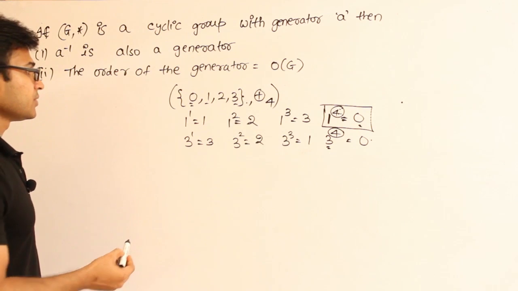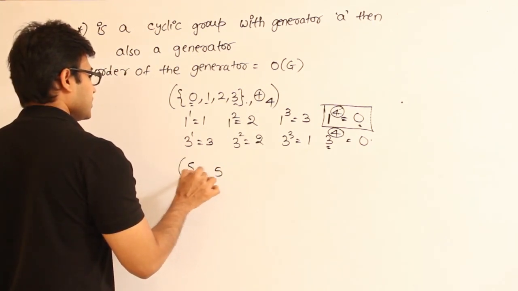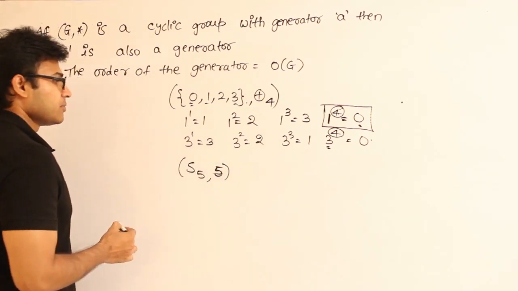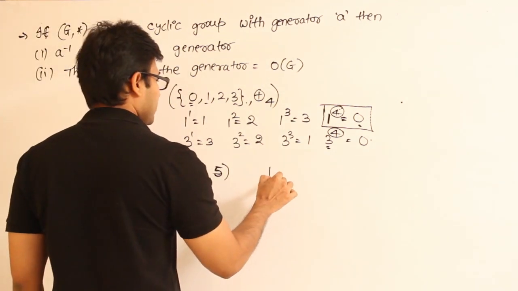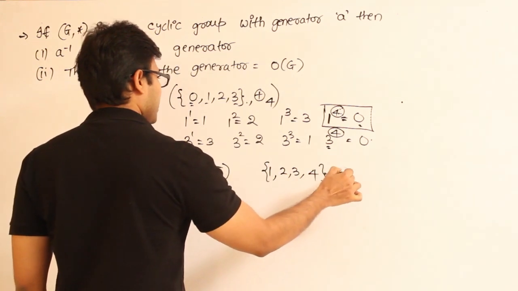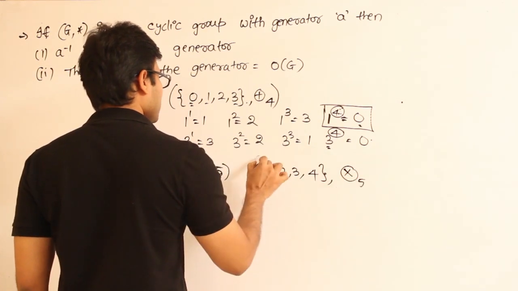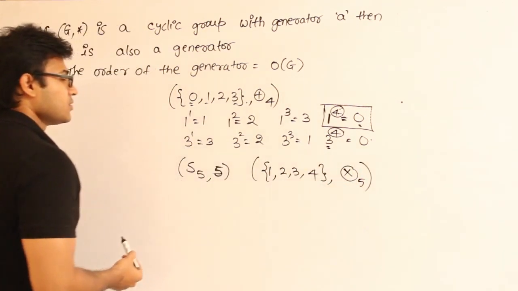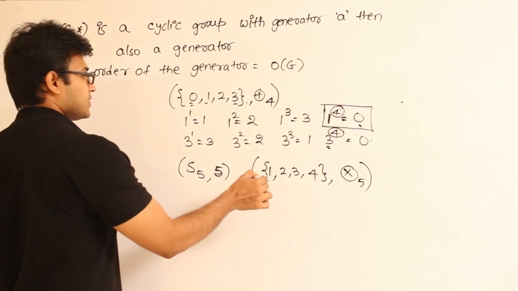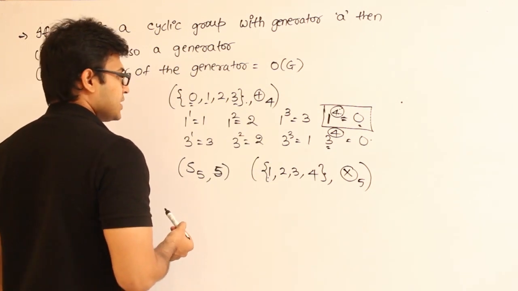Now let's see one more example. Let's see S5 and multiplication. So S5 is the set of all positive integers which are relatively prime to 5. So what are they? 1, 2, 3, 4, and then let's say multiplication modulo 5. Again, this is also a group, right? Now what is the identity element here? Identity element is 1.